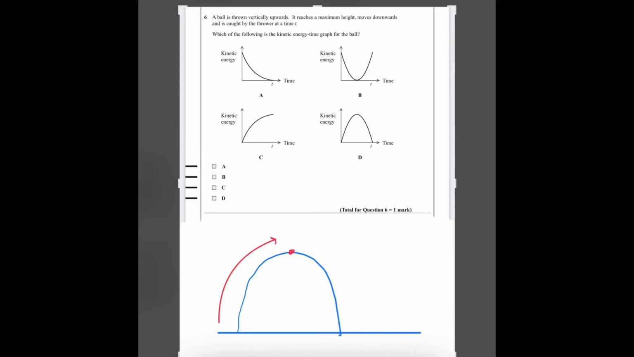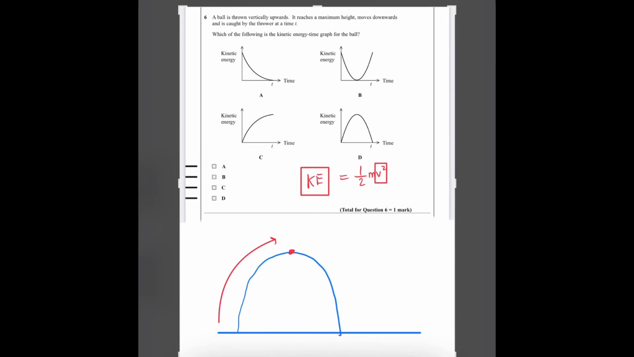So at this point the kinetic energy is 0, since kinetic energy is equal to half mv squared, right? Since there is 0 velocity, there would be 0 kinetic energy, and when it moves down again, the kinetic energy again increases, right? Since we have KE equal to half mv squared, we can clearly say that v squared is proportional to KE, right?